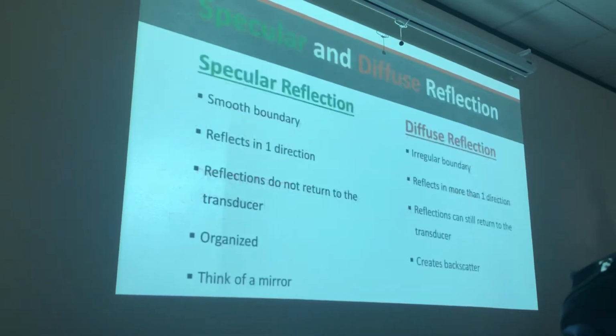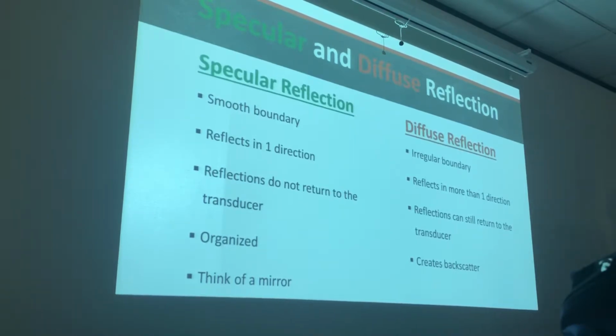Okay? So let's do a quick review on specular and diffuse reflection. These are quick facts. Specular reflection, this is stuff I want you guys to know. Specular reflection requires a smooth boundary. It only reflects in one direction. The initial angle is going to be equal to the reflected angle. The reflections do not return to the transducer. It's organized, and always just think of a mirror when you think about specular reflection.